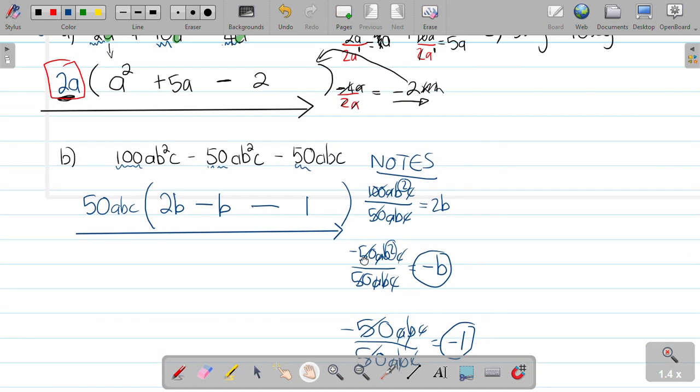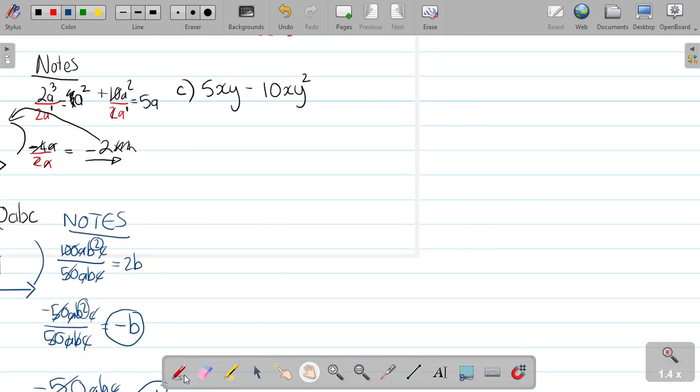Let's have a look at one more together. So let's have a look at C. I'll go a bit faster. So again, we look at 5, 10. My HCF is going to be 5. We look at all of our, what do we call these? Variables, right? Including the exponents.